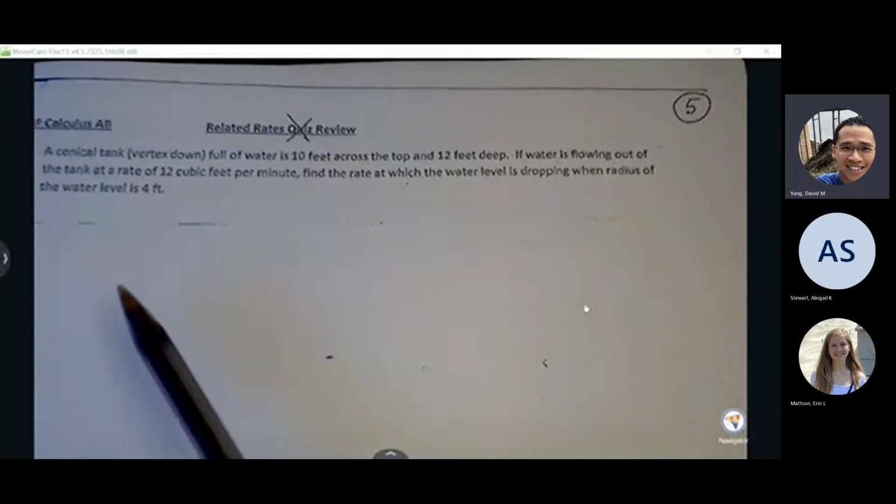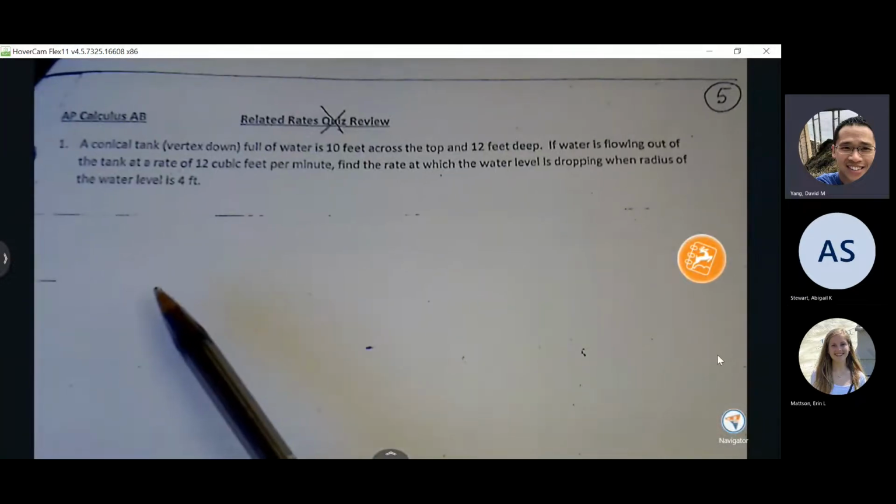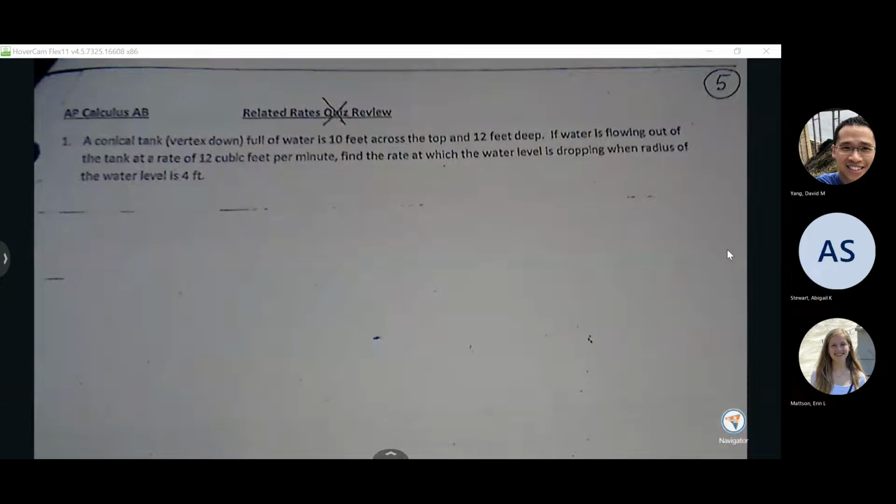Over the homework that you guys worked on yesterday. So page 5 from your packet. We're just going to go over pages 5 and 6 in the packet.